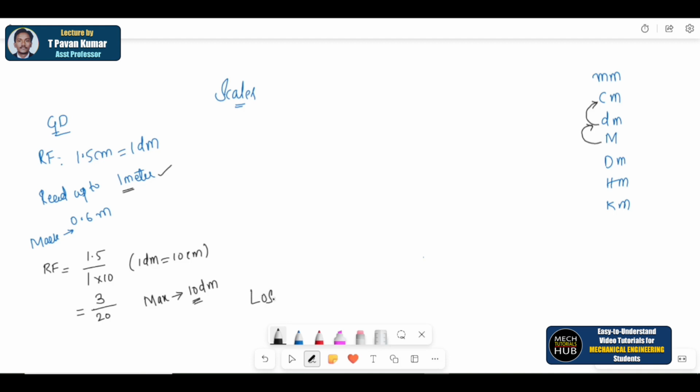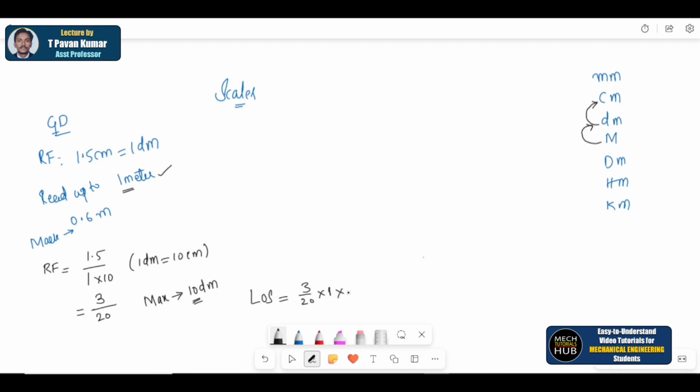Length of scale is equal to RF. What is RF? 3 by 20 multiplied by whatever maximum distance we have calculated, which is 10 decimeters. Okay, so again what I do, 1 is already given, 1 meter, 1 meter multiplied by 10.